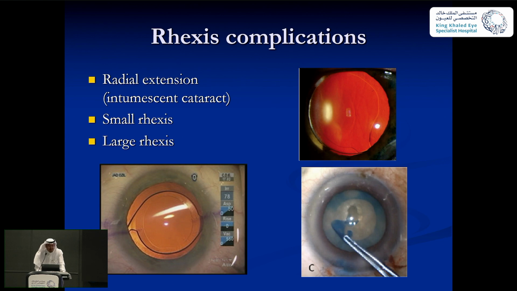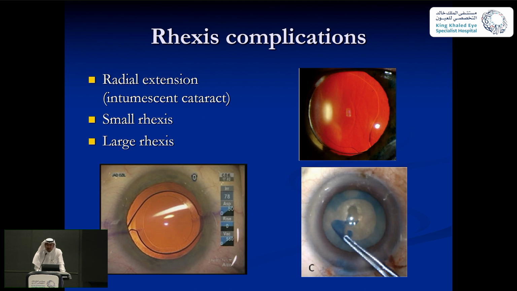So we can have a small rhexis, smaller than needed. When we have a smaller rhexis, this is good for IOL centration, but it is bad during the phaco procedure, especially if you have a large nucleus. You really need a large rhexis, because if you have a small rhexis, most of the tension you are exerting is transmitted to the zonules. So you don't want this, especially in hard nuclei.